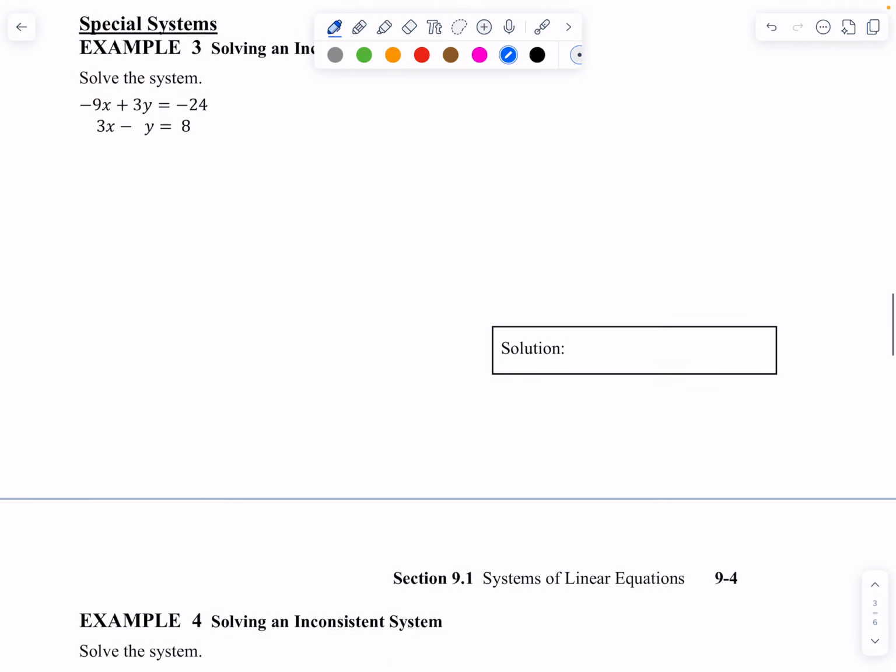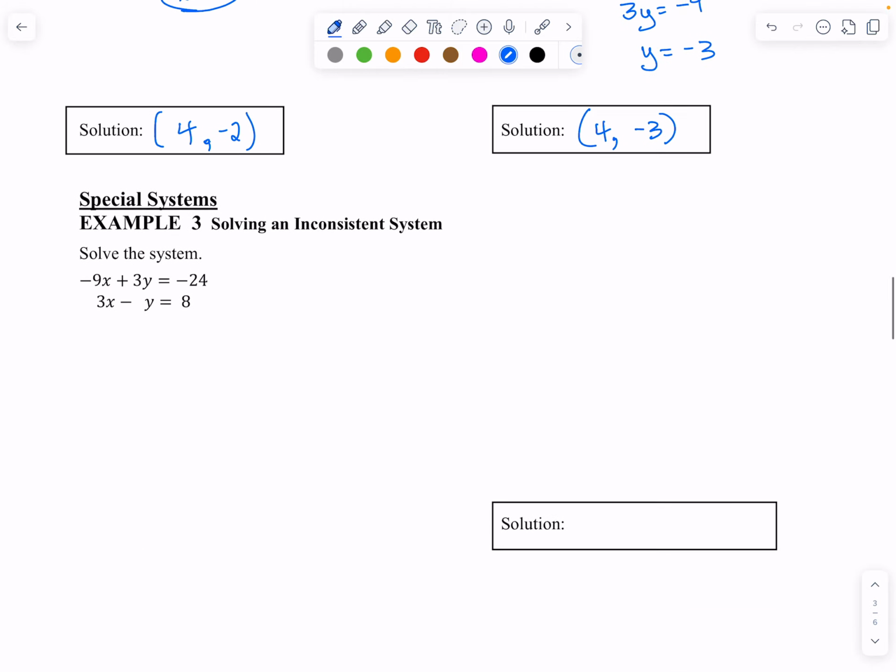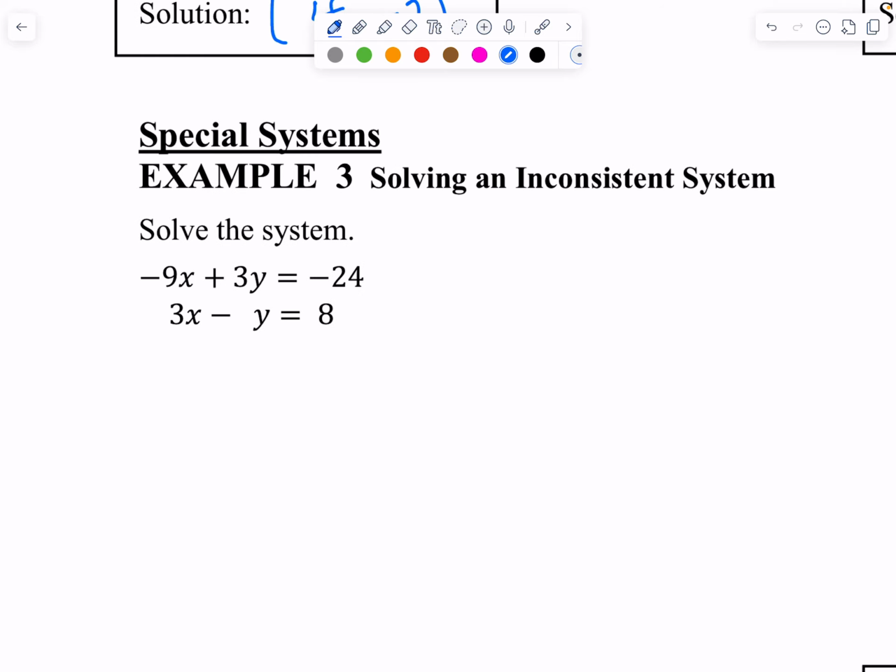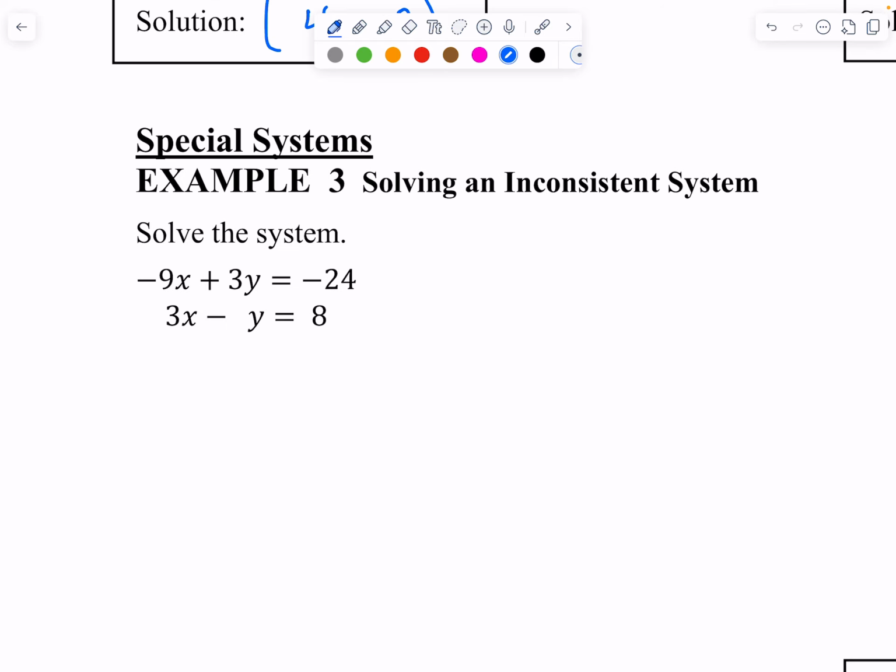So here we go. So an inconsistent system, just by looking at it, you can't tell that it's inconsistent. Okay. What we're going to do is we got to solve the system. Notice I didn't say how to solve it. I could get my y by itself, but since these guys already have the x's on top of the x's and the y's on top of the y's, I'm going to use elimination.